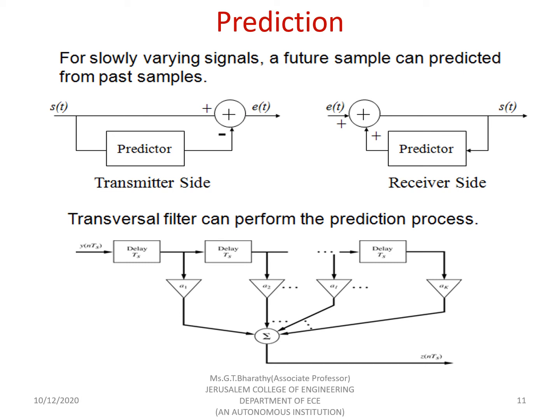This predictor is implemented using a transversal filter, where you can see the diagrammatic representation. It contains n number of delays with variable coefficients, and all those coefficients are added and finally we predict. So y(nTS) is the present and z(nTS) will be the predicted value. As the number of tapped delay lines increases, the predicted value will be closer to the present.